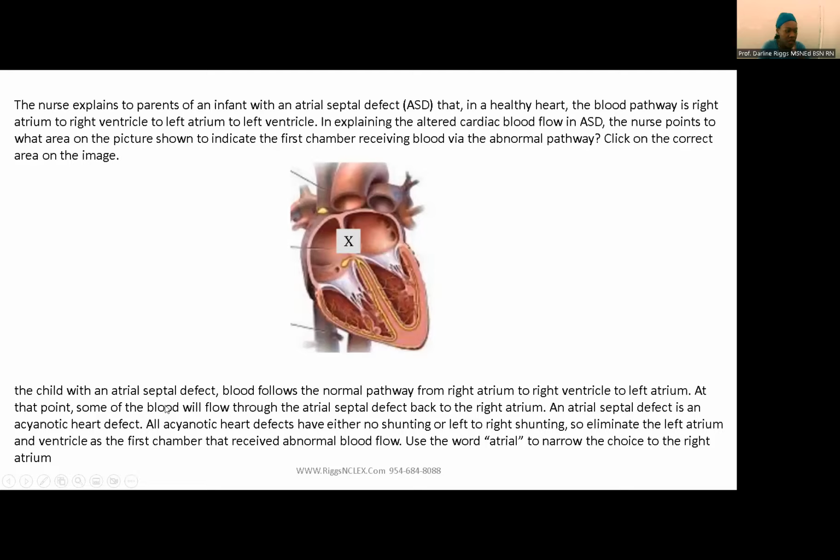So any child with an atrial septal defect, blood flows the normal pathway from right atrium to right ventricle, to left atrium, to left ventricle. So there's an invisible box right there where the hole is. So some blood is gonna flow to the atrial septal defect and back to the right atrium, right here. So this could be asked of ventricular as well. Then the hole would be right here. You could get questions on tetralogy that's similar to that. It's just a hot spot.